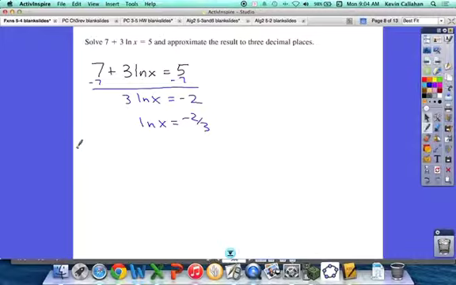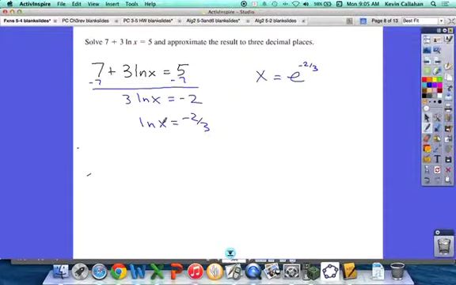Okay, now go back to the directions. What did I say to do after you isolate for a logarithm? Convert to an exponential, right? That's something we did 2 sections ago. We know how we convert logarithms to exponentials, right? The base of the logarithm is the base of the exponential, so it's e. The logarithm equals the exponent, negative 2/3. And then what's inside the logarithm goes there. So e to the negative 2/3 equals x.